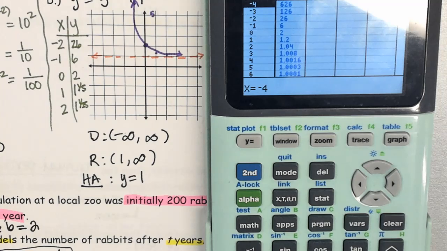Okay, and then the horizontal asymptote is y equals 1. And again, it's an equation, so you do want to have your y equals there. Okay, what questions do you have for me in A or B?